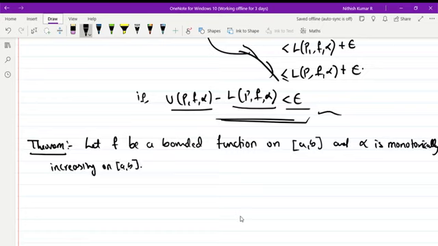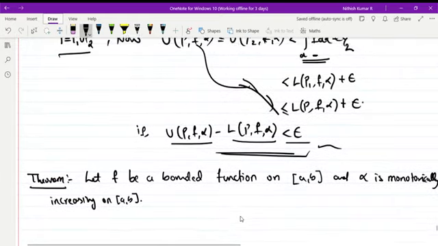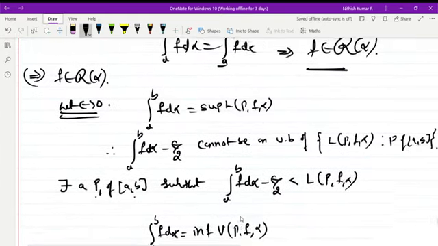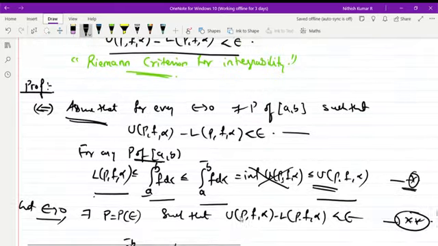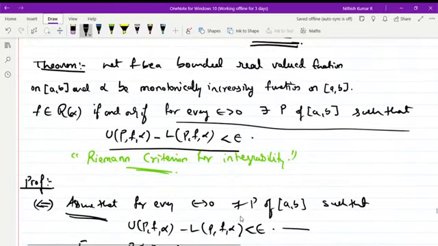Before proving this, this is the Riemann criteria for integrability, and it will help in proving some of the results in the coming classes. To prove f is a Riemann Stieltjes integral, it is enough to prove this: for every epsilon there exists a partition P of the closed interval a comma b such that U(P, f, alpha) minus L(P, f, alpha) is less than epsilon.